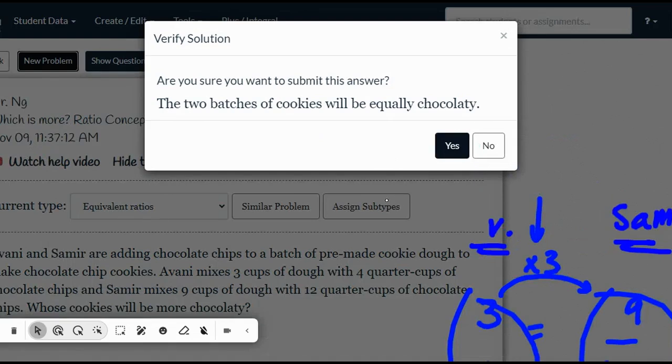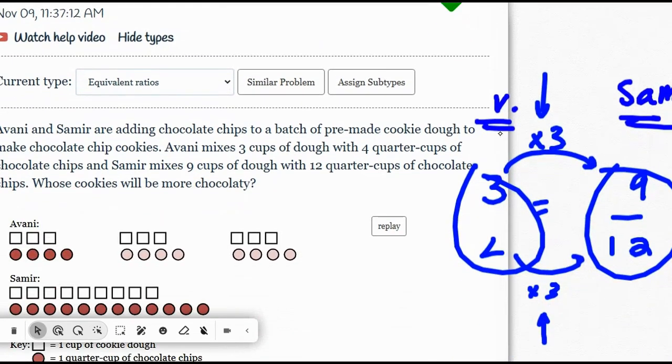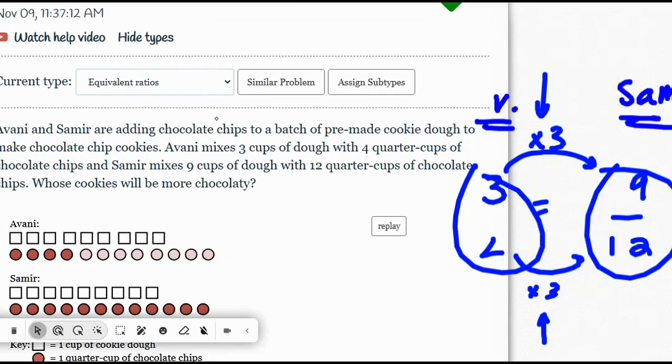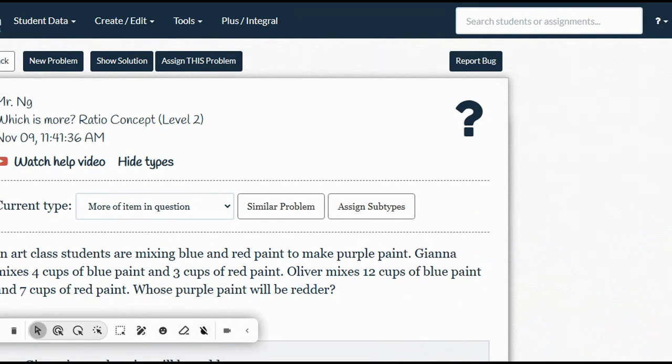Now, there's a case. You know what? Let's do one where one is more than the other. Oh my. Hold on. I'll do more of something. And then let me clear. How do we clear everything again? I only do these things once a week now. Okay, here we go.